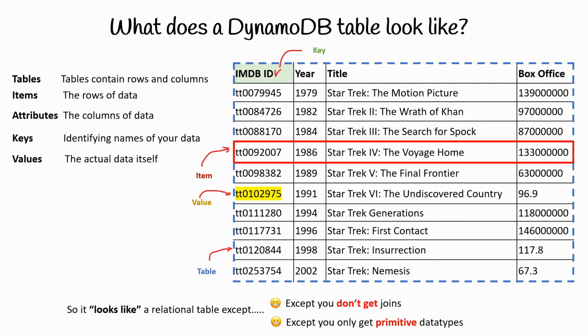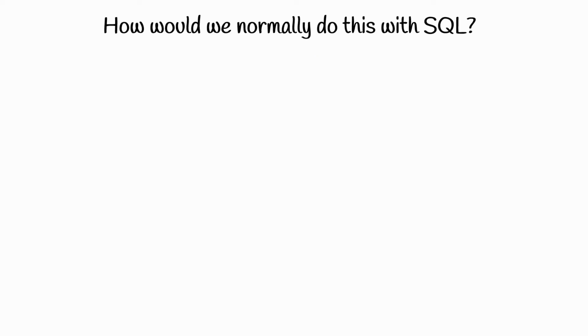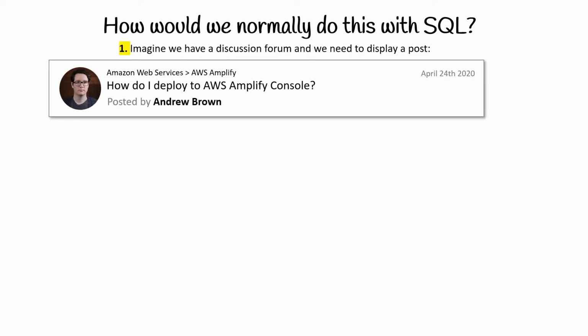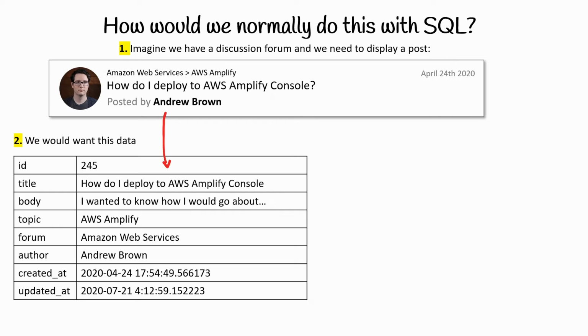So let's talk about not having joins, because that is the hardest thing for people to wrap their heads around with DynamoDB and why they quit. So I really want to help you through that. How would we normally do this with SQL? Let's set up a scenario. Let's say we're building out a discussion forum. We have a post here. You can see that we have data in there. And we would want data that maybe looks like this.